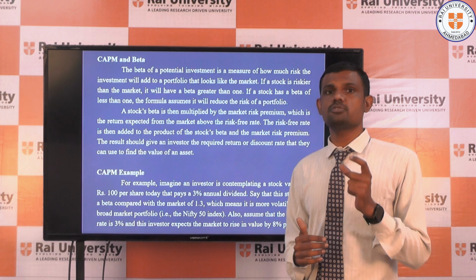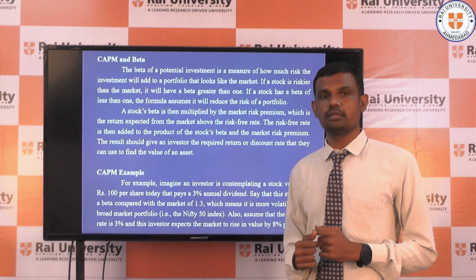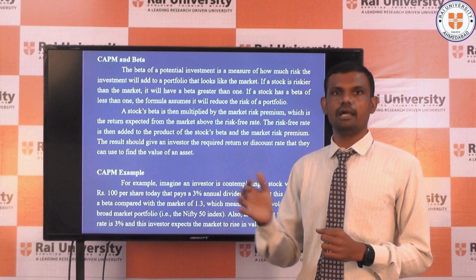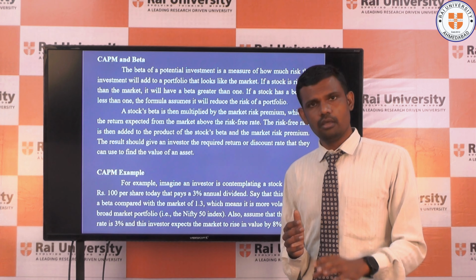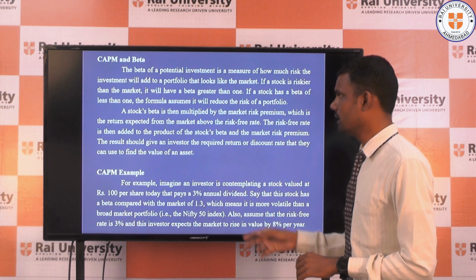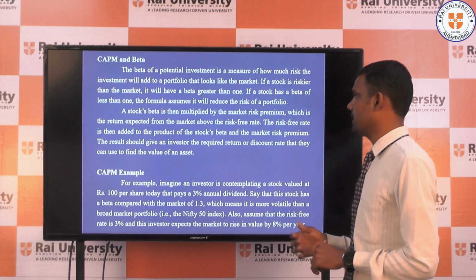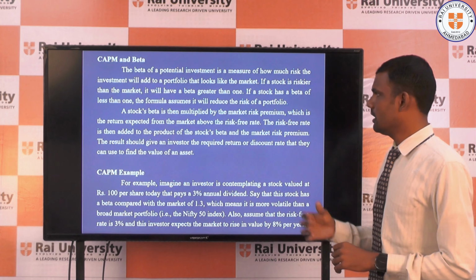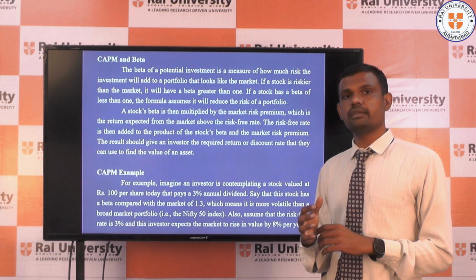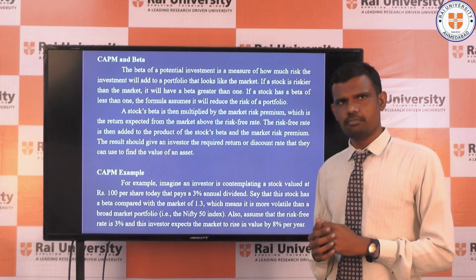Beta is also useful for volatility. It is also one type of measurement of volatility. If a stock is more volatile, beta will be higher. If a stock has lower volatility, beta will be lower. Now, the stock's beta is multiplied with the market risk premium, which is the return expected from the market above the risk-free rate. Here, with the same beta, we can estimate the risk factor for a particular investment security. So let's take one example here.